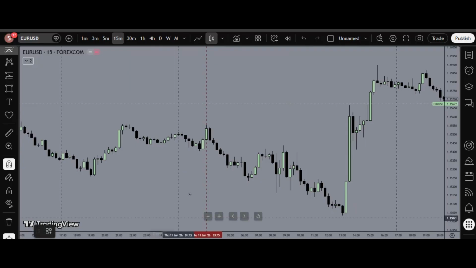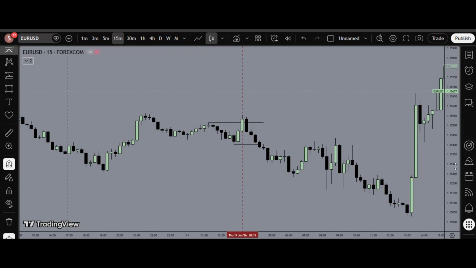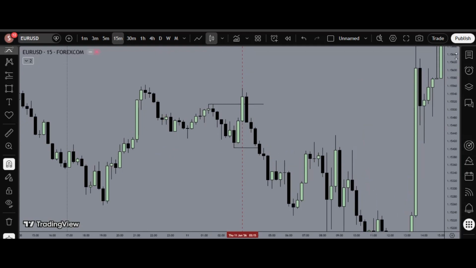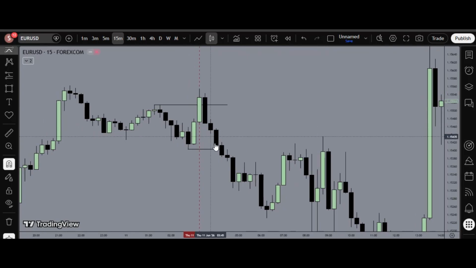Look at this sweep on the 15 minutes. Price swept this high and gave us a break of structure. Let me zoom it out. It gave us a break of structure and left what? A fair value gap behind.